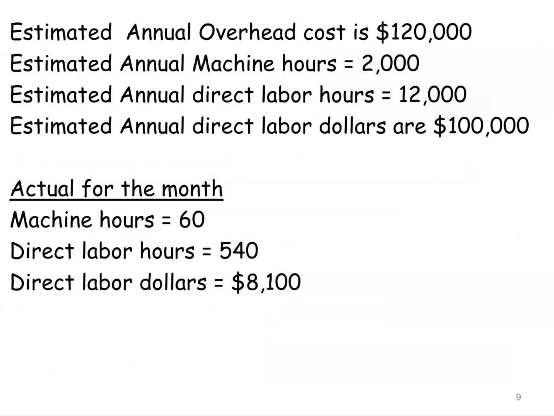Okay, so let's take a look at an example. We have estimated annual overhead costs of 120, and we have three different cost drivers. We could either use machine hours, direct labor hours, or labor dollars. Now, you can only use one, okay? So now let's look at what actually happened during the month.